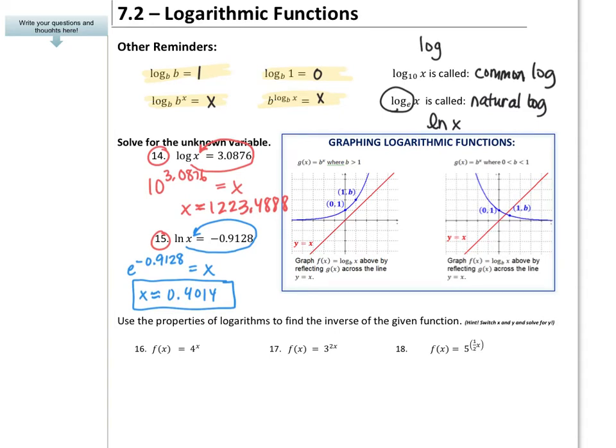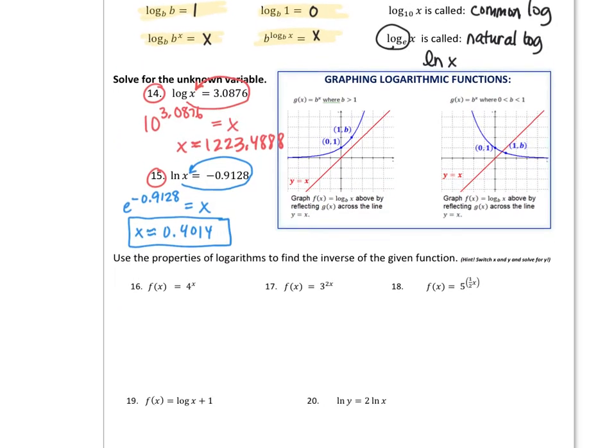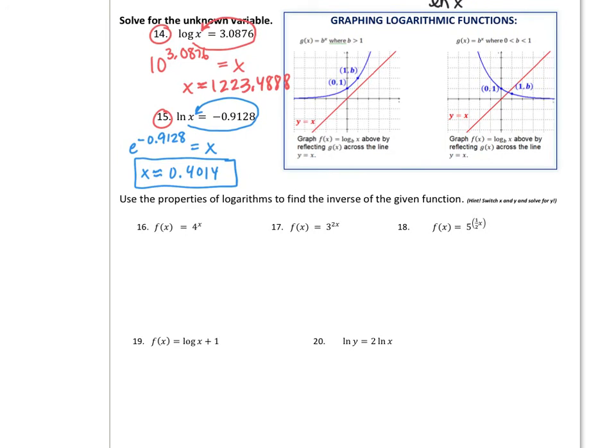I'm not going to ask you to graph it, but I just wanted you to know what they look like. They basically all look the same. Now this last little part is finding the inverse. And we've done inverses before this year. Remember, when you find the inverse, you interchange your x and y and then solve for the y, okay?